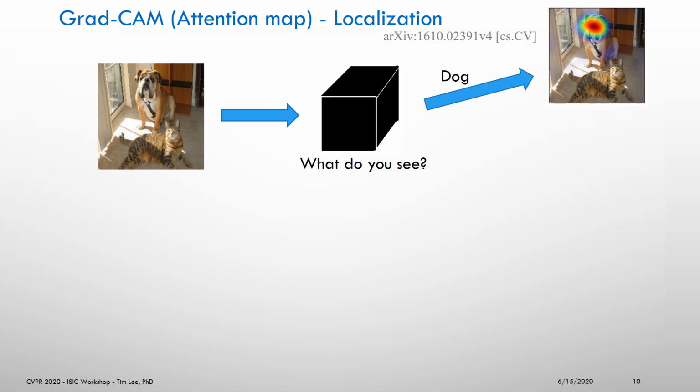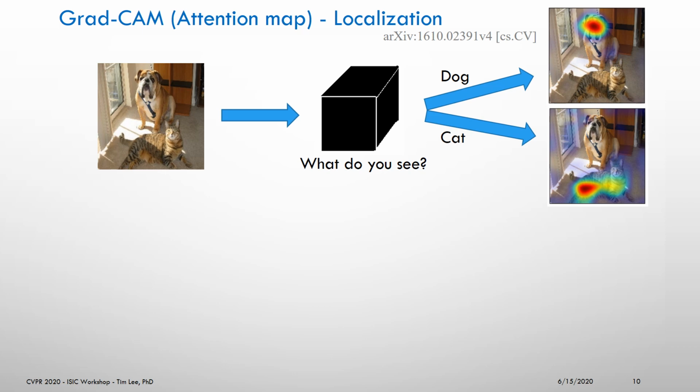When a picture, say a picture of a dog and a cat, is input to a network, GradCam could localize the dog with a heat map when the classification result is a dog. Similarly, the highlight is on the cat if that is the answer.